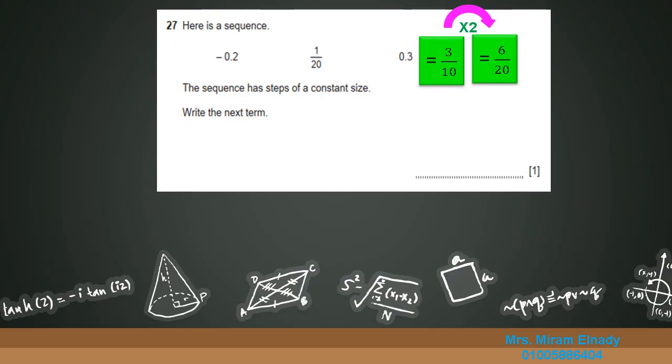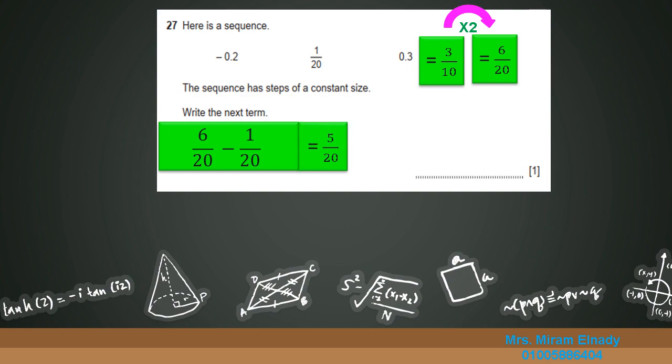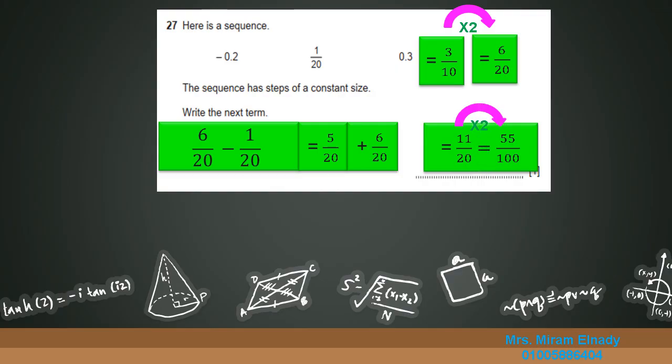I didn't get the rule yet. I need to find the difference between 6 over 20 and 1 over 20 to find the rule. It will be 5 over 20. What next? I need to add it to the previous term. This is the rule. We need to add it to the previous term, which is 6 over 20. 5 over 20 plus 6 over 20 will be 11 over 20.